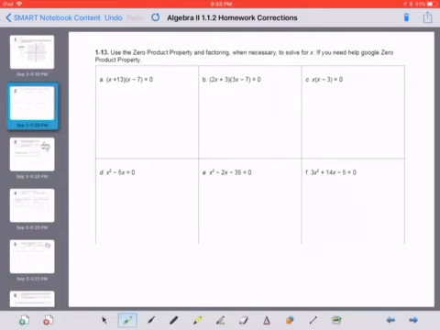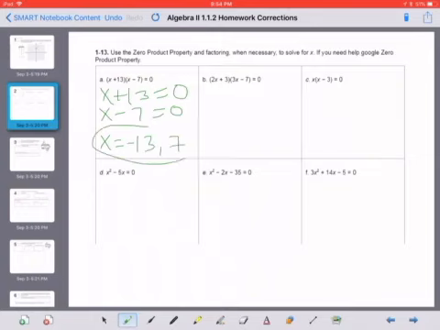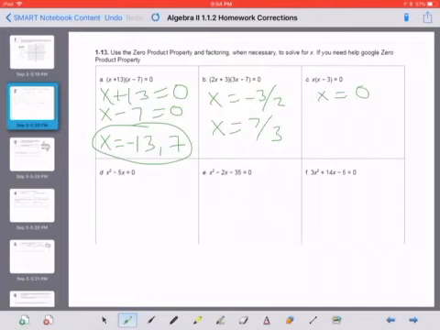parenthesis equal to 0. So for example, in A, I can say x plus 13 equals 0, and so does x minus 7. So x is negative 13 and positive 7. In B, I know that x equals negative 3 over 2 and x equals positive 7 over 3. C, x is going to equal 0, or x will equal positive 3, because 3 minus 3 is 0.